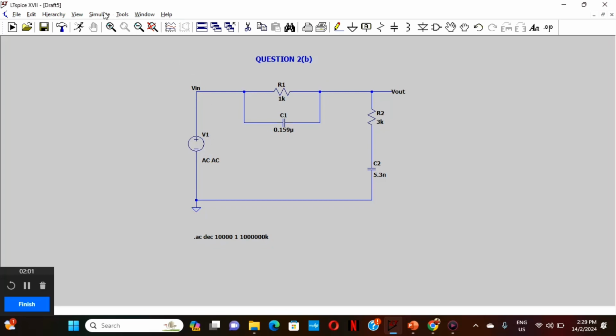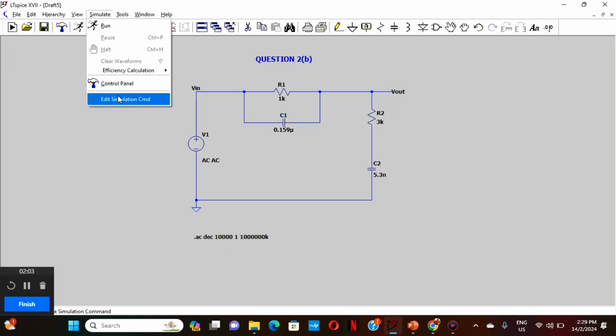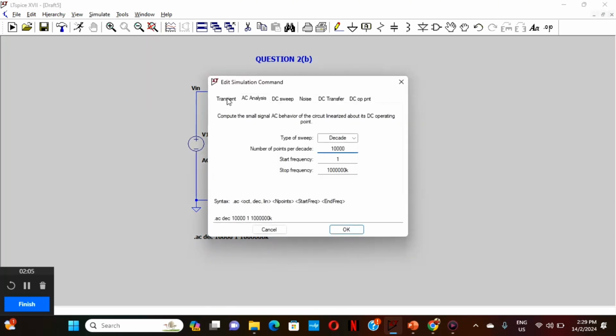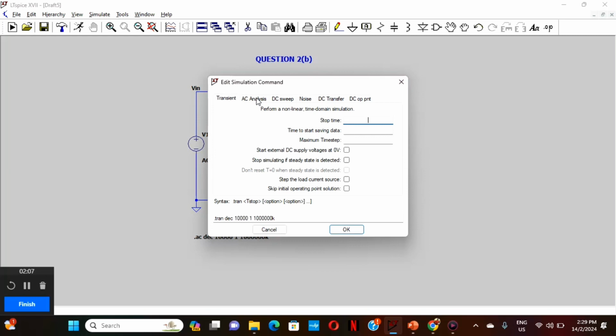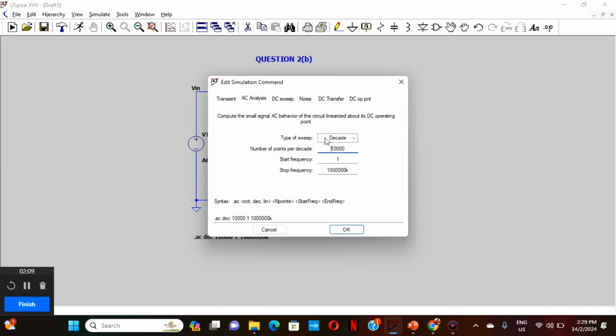Next, we go to the simulate and edit simulation command. We don't use transient, we use AC analysis. So for the type of sweep, we use decade. Number of points per decade, we use 10,000. Start frequency is 1 and stop frequency is 100,000 K.